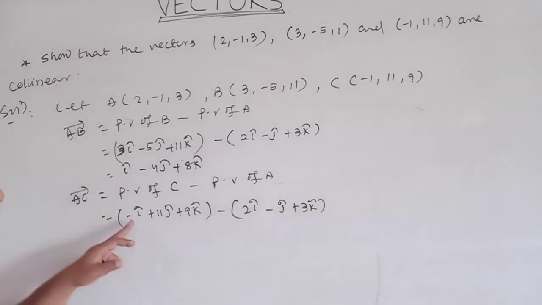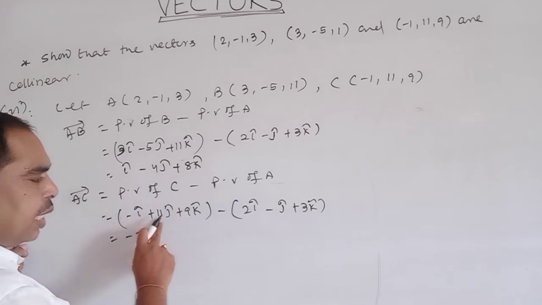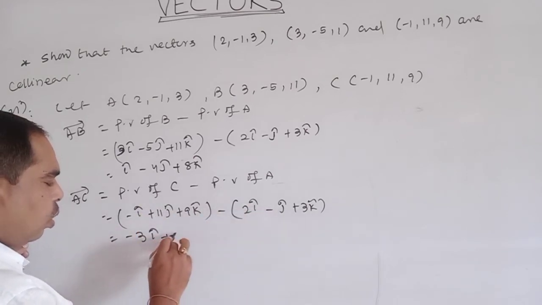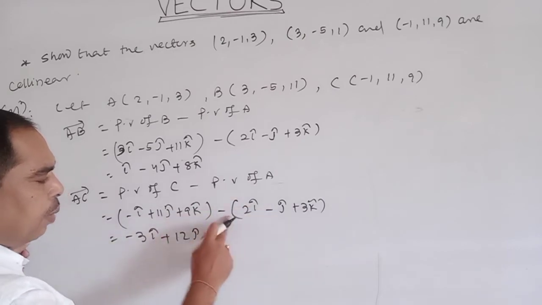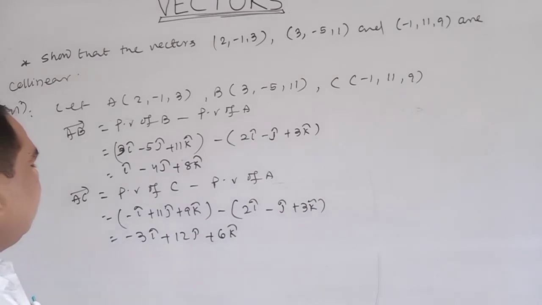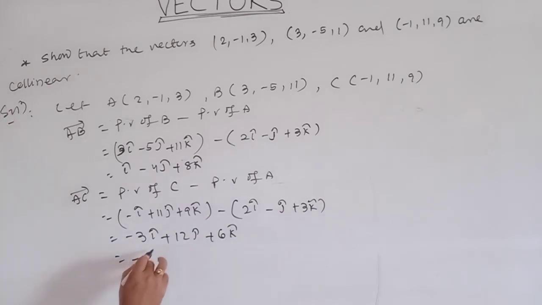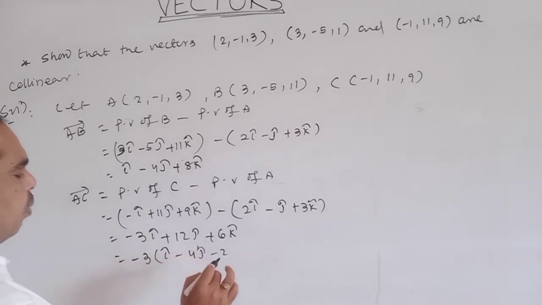So minus i minus 2i, this is minus 3i. 11j plus j, 12j means 11 minus i minus... plus 9k minus 3k plus 6k. Okay, this is equal to minus 3, take the common out. This is i cap minus 4j cap minus 2k cap.